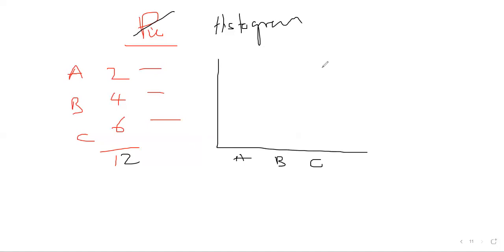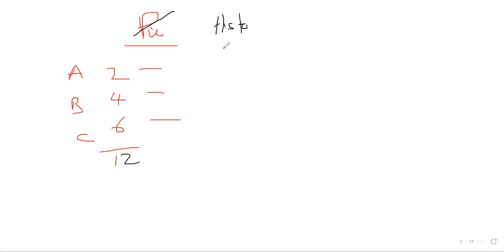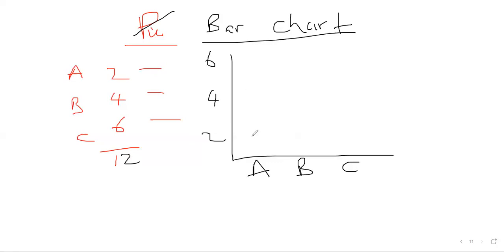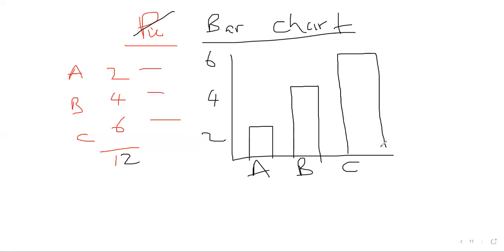The same can be done with a bar chart, except that the difference will simply be very small. So we have A, B, and C: 2, 4, 6. Our A is at 2, our B is at 4, and our C is at 6. So these ones are detached. So that's how a bar chart looks.